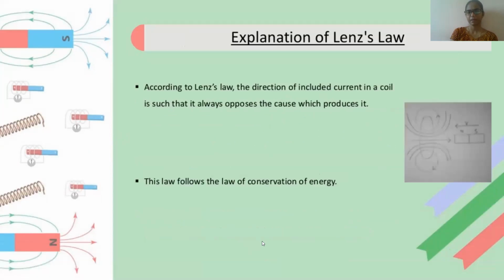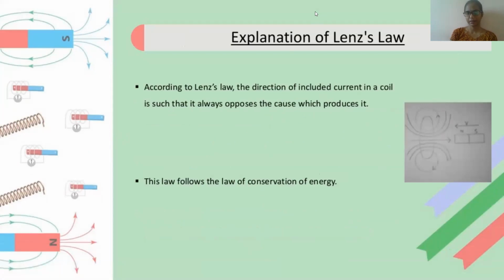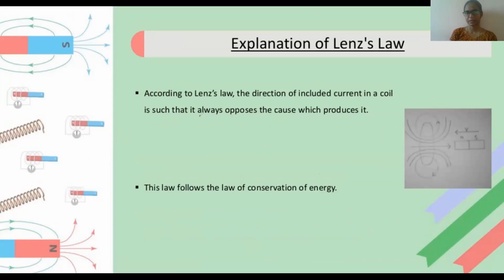Lenz's experiment. What he did in the experiment to prove his law is this. According to Lenz's law, the direction of the induced current in a coil is such that it is always opposite to the cause that produces it. So this is, let us say, a North Pole and a South Pole. If you bring one more North Pole here, then the induced EMF will produce a current that opposes the rate of change of flux.